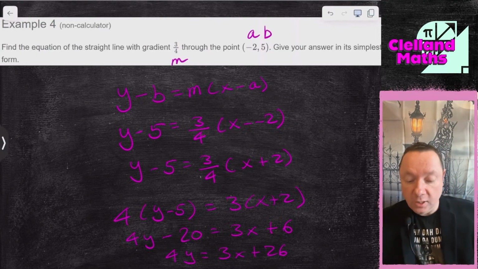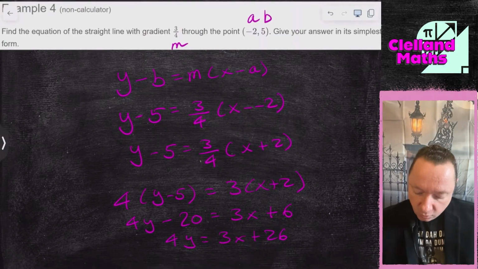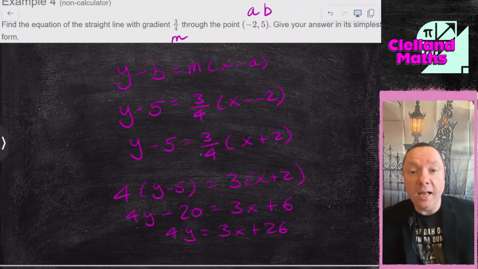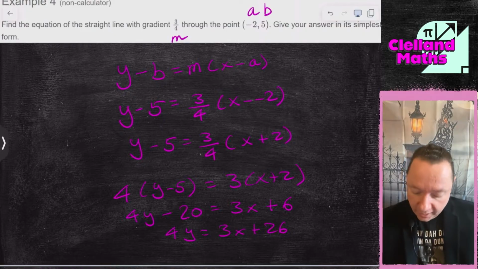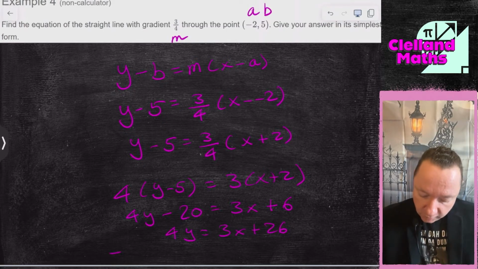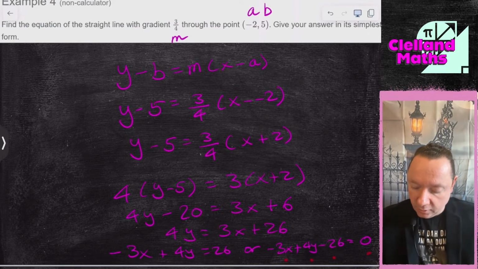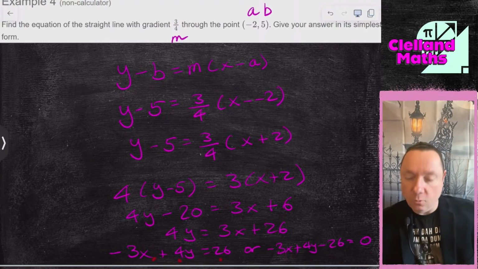Now you could at this point divide by 4, and you might have to do that if you sometimes have to find the gradient or anything else. But what you can actually do is just leave it as multiples of y and x. So I'm going to move the x over: minus 3x plus 4y equals 26. Or you can write it as minus 3x plus 4y minus 26 equals 0. xy number equals 0 or xy equals number.